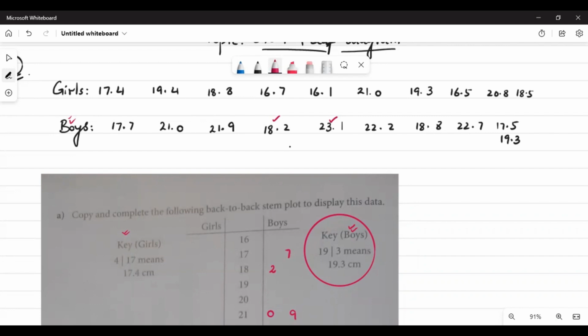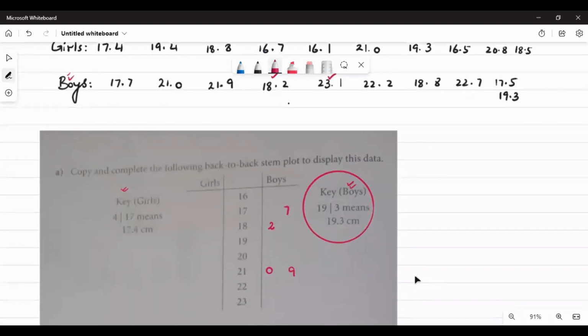Then 23.1. After that, 22.2. Then 18.8. 18.2 we had before, now 18.8. The next is 22.7. Then 17.5. I will write 17.5 before the 7 because we have to arrange it. Then 19.3. This is your data.